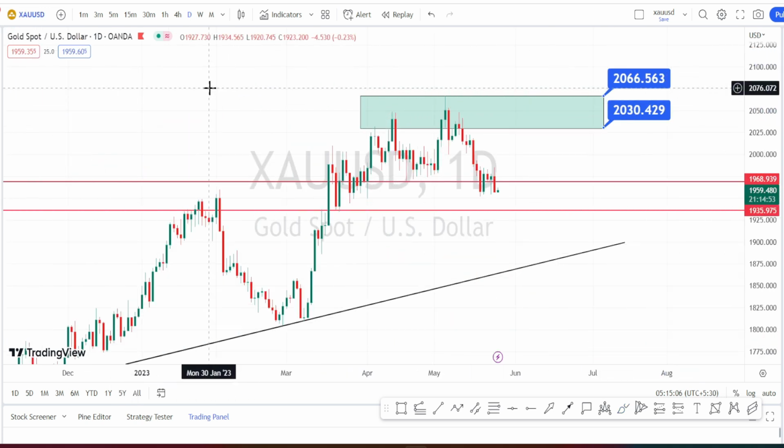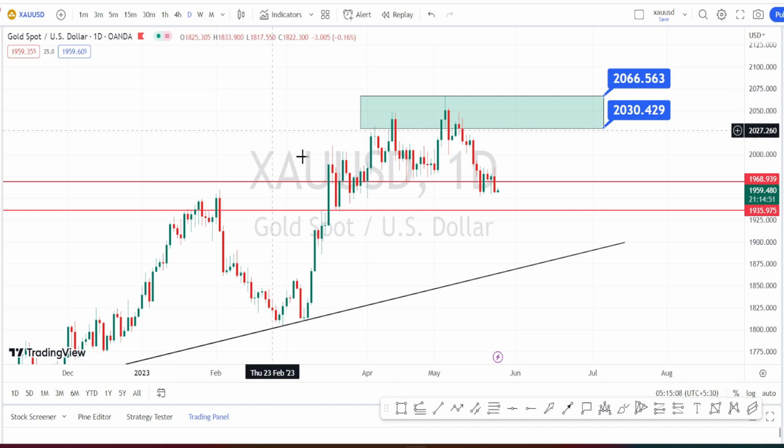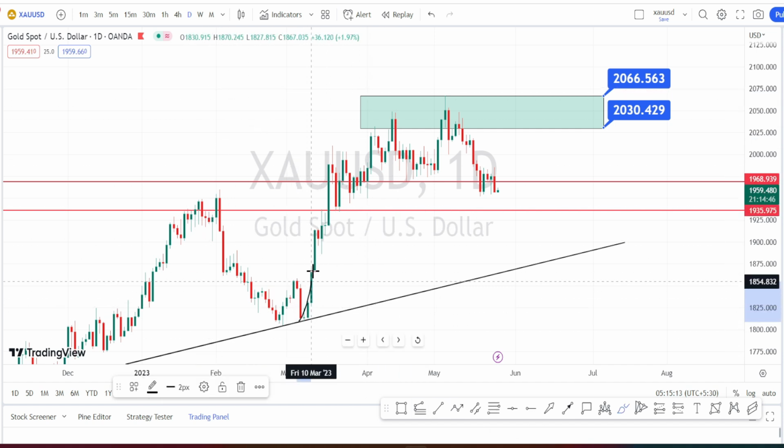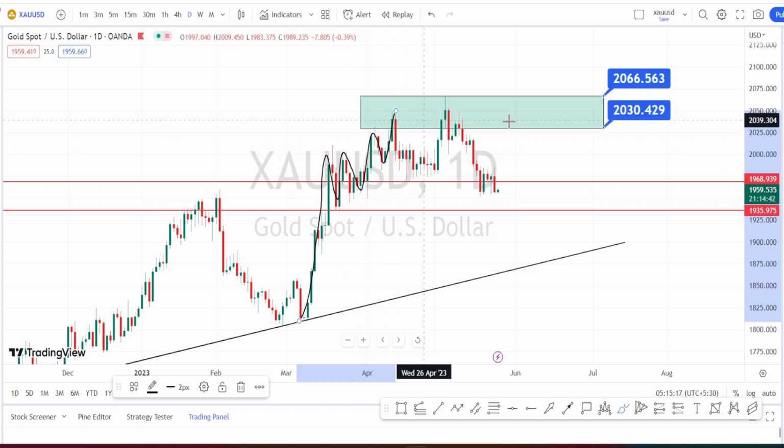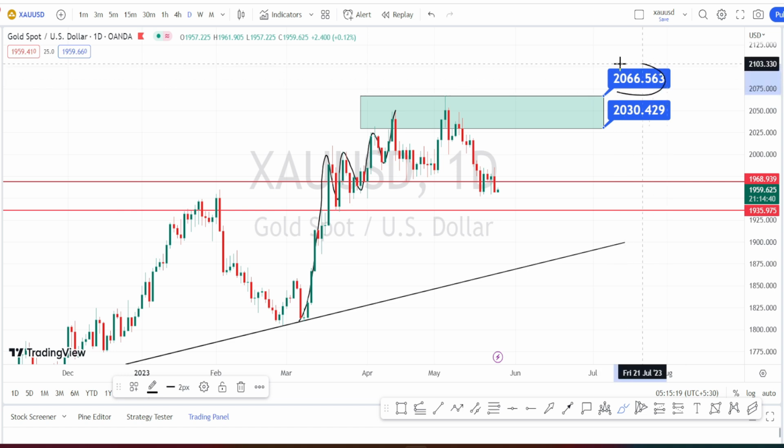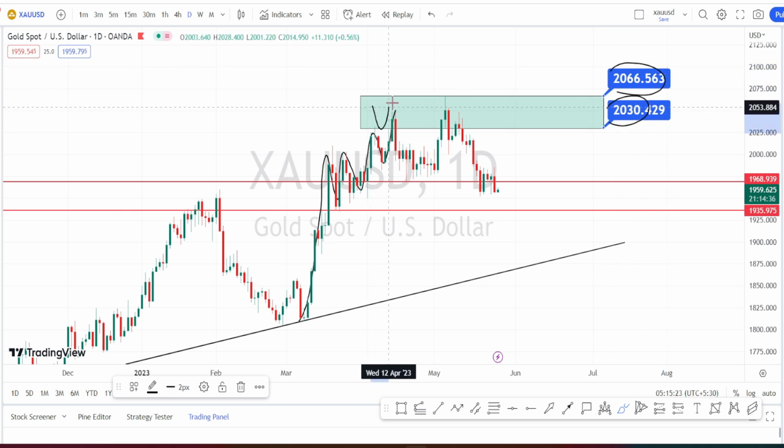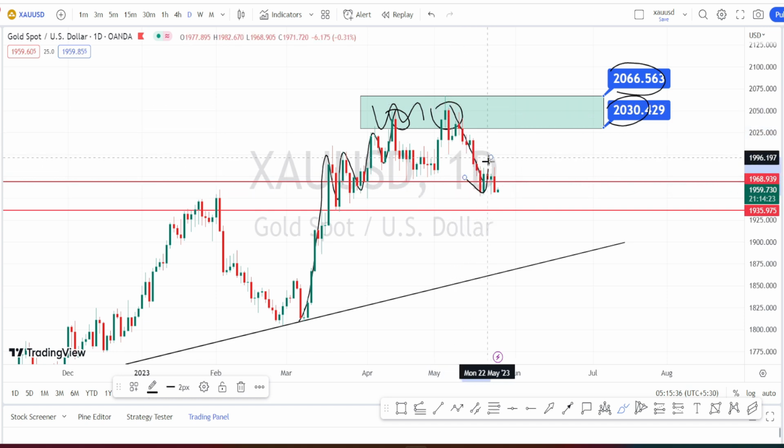I am in daily time frame of gold, US dollar, currency pairs, and when we look at the price action in daily time frame, previously it was in a very strong bullish trend, and this zone between 2066 to 2030 had acted as a very strong resistance zone, because we have noticed the price action to test this resistance zone several times, and currently we are noticing the price action to bounce back on the bearish side retracement.